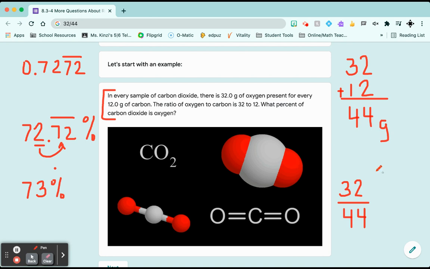Again, to find my answer, I had to find the total. I had to put that total in terms of parts, in terms of oxygen parts. Then I converted it to a decimal, and then I converted that decimal to a percent. Okay, lots going on here. You've learned all of this, and if you need any help, of course, talk to your teacher.